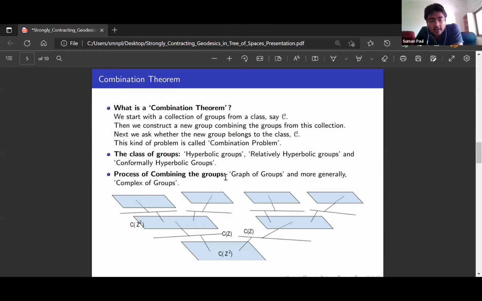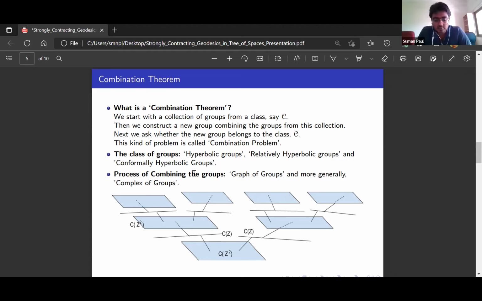And processes of combining the groups are graph of groups construction, or more generally complex of group construction. So in this kind of problem, in geometric group theory, groups are seen as a metric space. And what is the correct metric space for the group? That is the Cayley graph, right? So in dealing with this combination theorem, we consider a tree of spaces, which is nothing but the Cayley graph of the combining group.